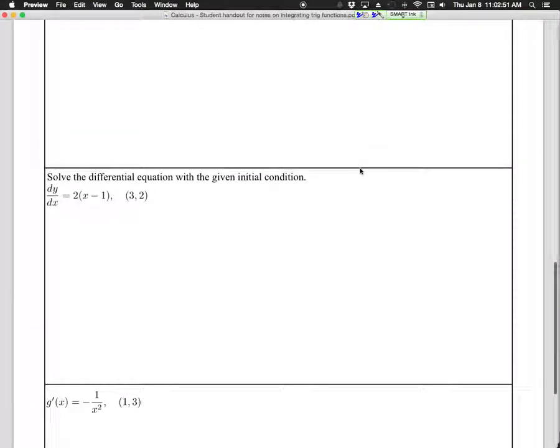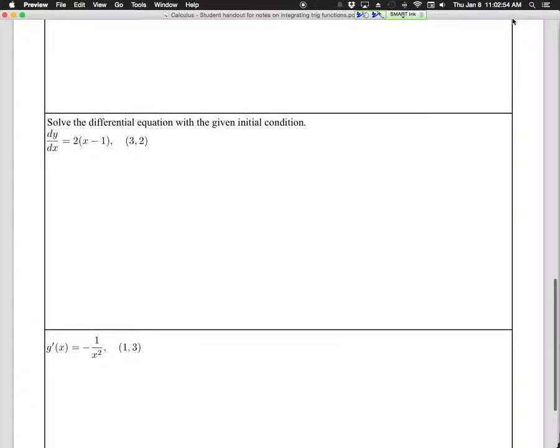All right, then we want to get into solving differential equations, which we've looked at before, except now they're giving me a little bit more information. They're giving me a little bit more information because now I'm going to be able to figure out what C is. Okay? So I have dy over dx equals 2 times x minus 1, and then they're telling me the initial condition is (3, 2). Okay, we'll get to that initial condition later.